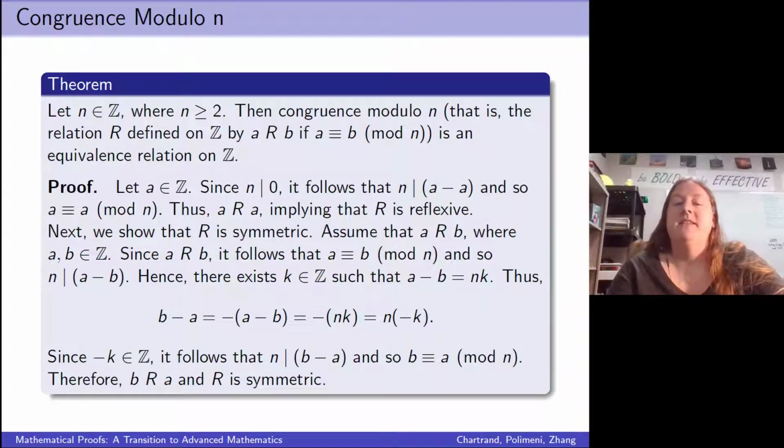Well, b minus a really equals negative a minus b, which equals negative n times k, or n times negative k. Well, since negative k is an integer, then n divides b minus a. So b is congruent to a mod n. Therefore, b is related to a, and our relation is symmetric.